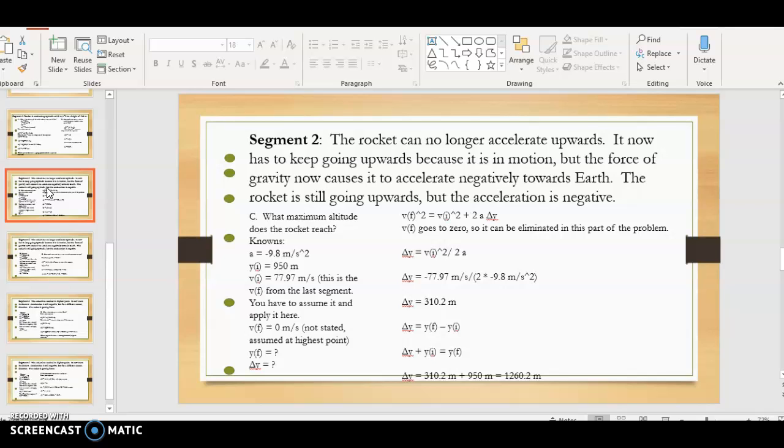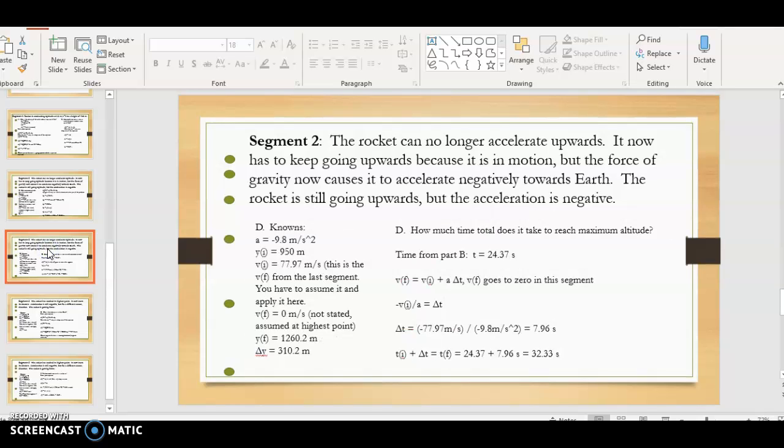Well, I'm going to have to add that to the height from my other part of the problem, so I started off at 950 meters. I have an additional 310 meters, so I end up going 1,260.2 meters upward. So that is going to be the final height, or the final delta y, that this rocket achieves.